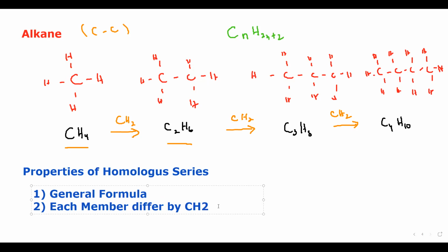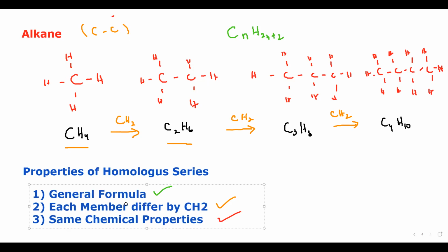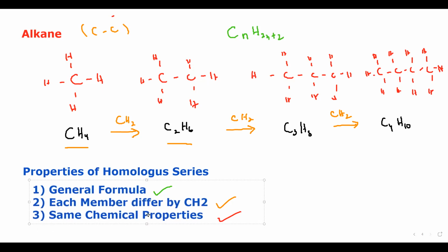Then what about the third property? The third property is that they should have the same chemical properties. About the chemical properties we will discuss later in this chapter, about alkane. You will find that they all have the same chemical properties, they will react the same way. And the last property: the physical properties gradually change, slightly change. Physical properties such as the boiling point, melting point, and the state.